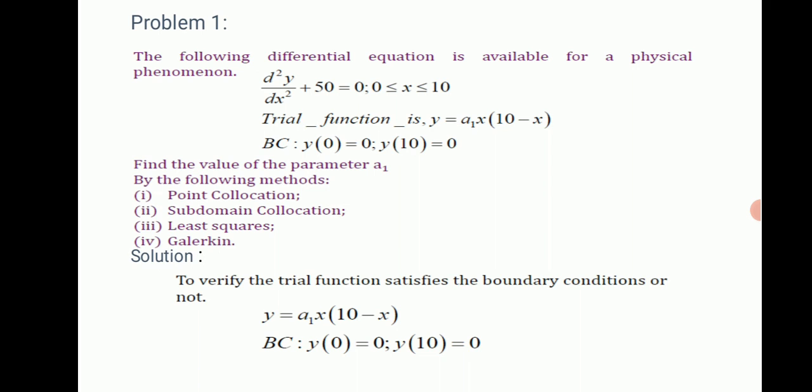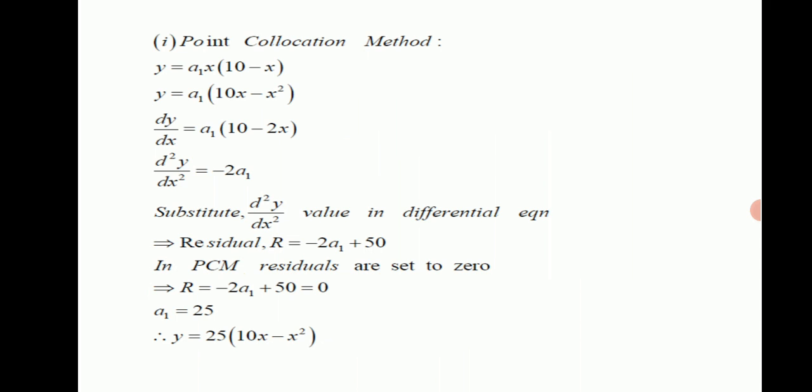When we apply the second boundary condition, that is x is equal to 10 and y is equal to 0, putting x is equal to 10 in the y equation, 10 minus 10 becomes 0. So on both sides we get 0. So the second boundary condition is also satisfied. So we can solve the problem easily since it is satisfied.